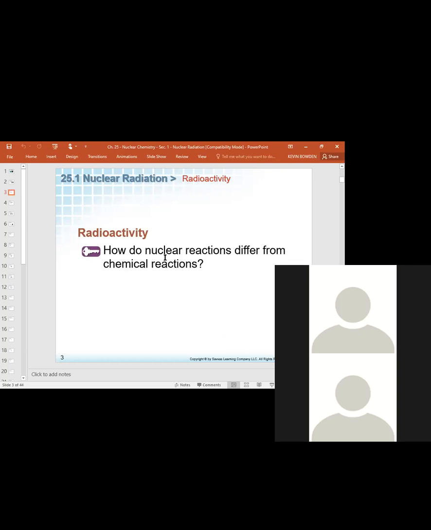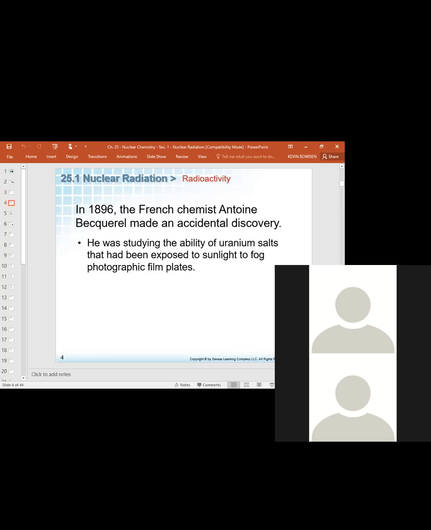So how do nuclear reactions differ from chemical reactions? That's a big key question. And the answer won't be on the next slide. But as we go through the slides, we will see and build up the answer to this.